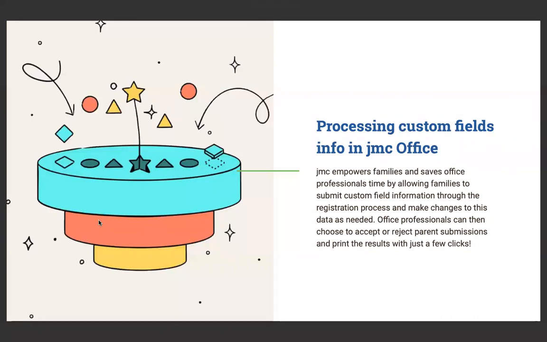Okay, processing the custom fields info into JMC Office empowers families and saves office professionals time by allowing families to submit custom field information through the registration process and make changes to the data as needed. Just like he said, we can change it in the office. Office professionals can then choose to accept or reject parent submissions and print the results with just a few clicks.